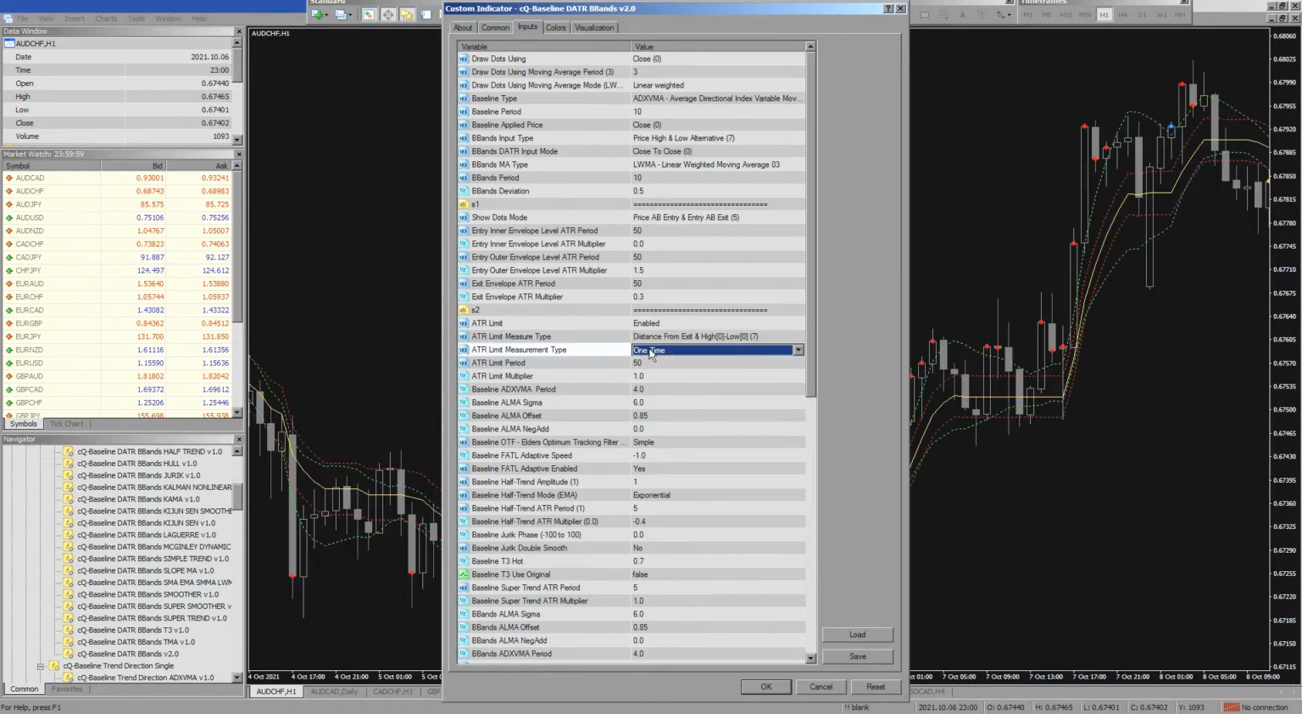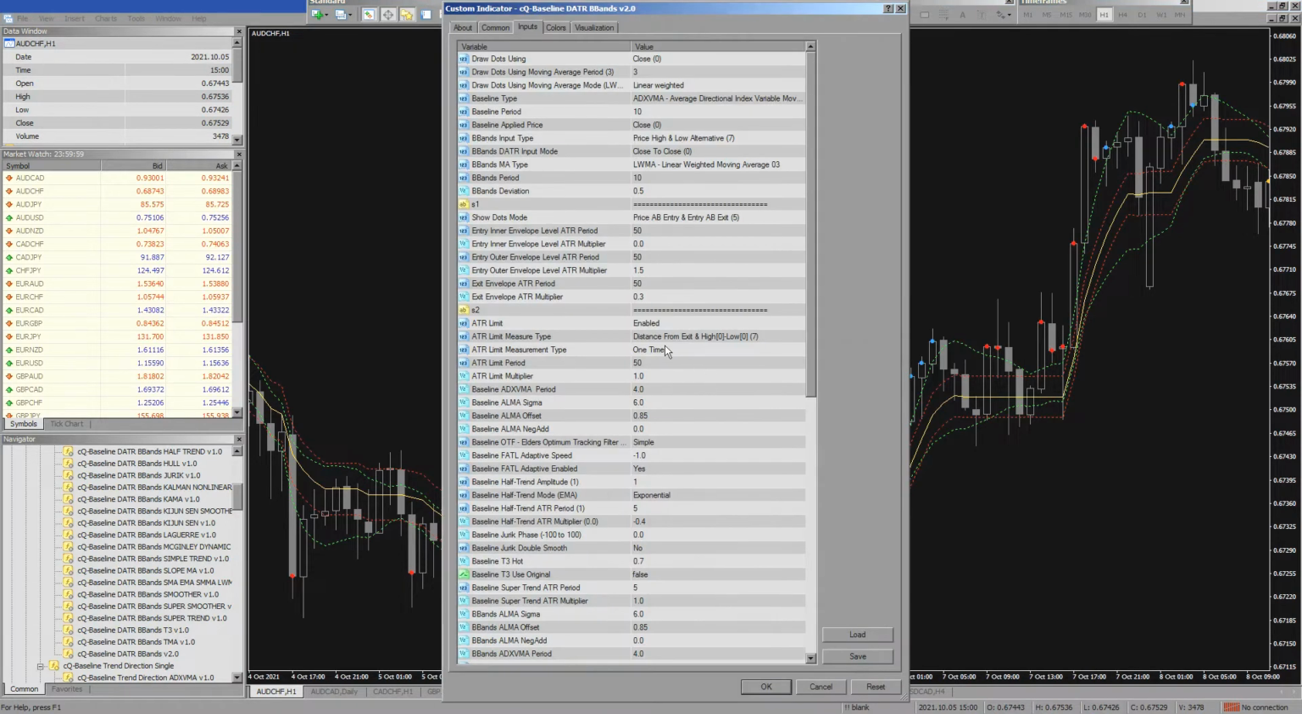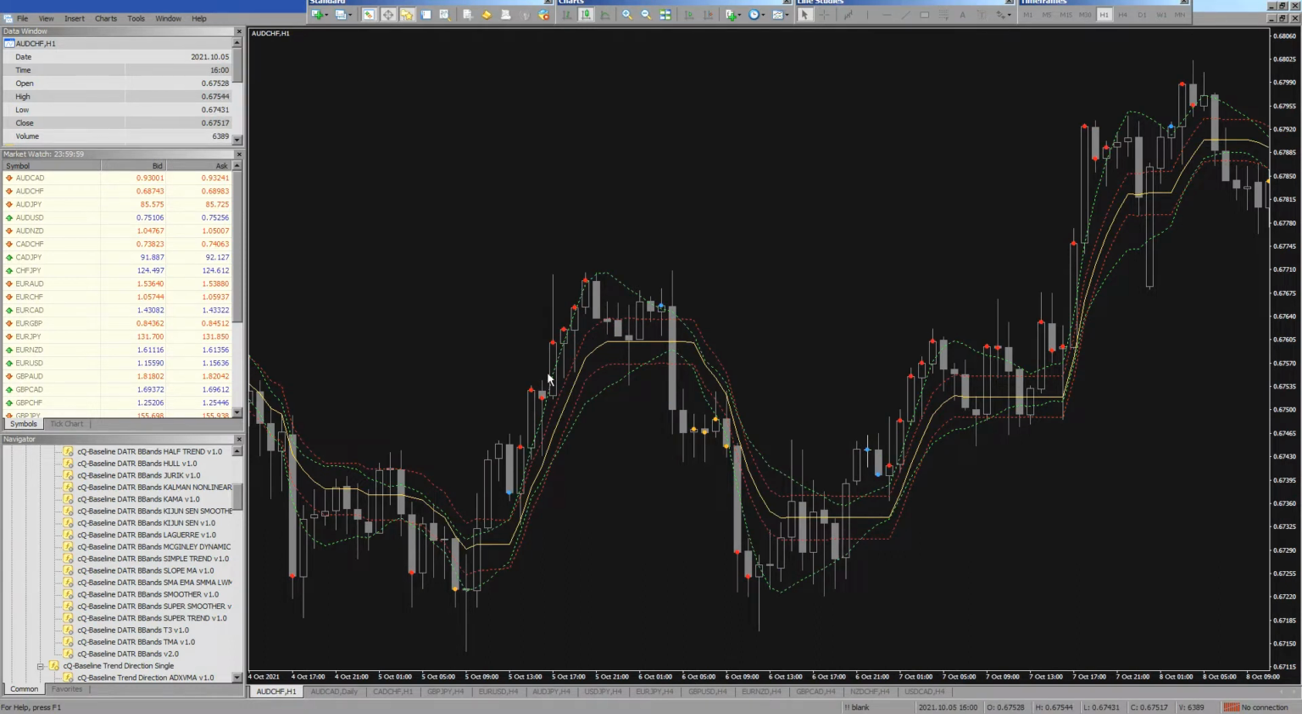Measurement type, currently it's set to 1 time. So when, like this single candle, it does it candle by candle. This one is generating a dot just on that particular candle. If you put it to contiguous, like this, then this whole sequence will generate red dots.